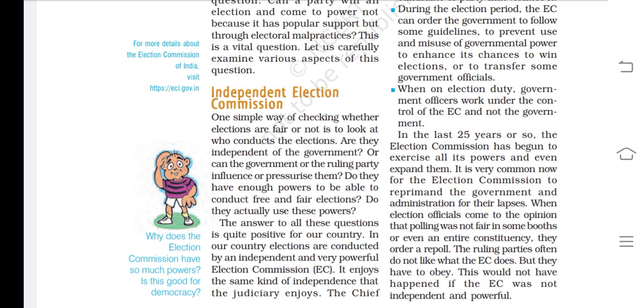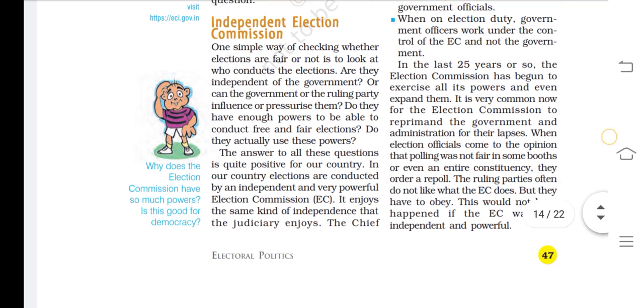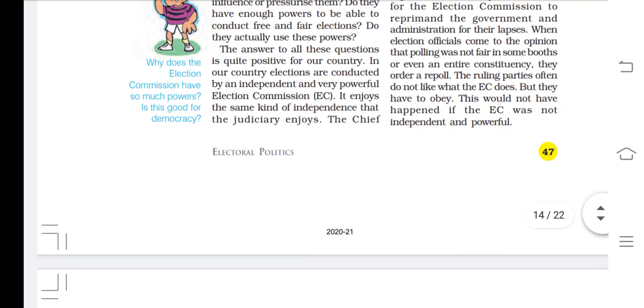The ruling parties often do not like what the EC does, but they have to obey it. Means some people do not like what the Election Commission is doing, but they cannot disobey it. Okay, they have to obey them. This would not have happened if the EC was not independent and powerful. Means the Election Commission is independent and powerful, and so every ruling party, every candidate has to follow the orders of the Election Commission.